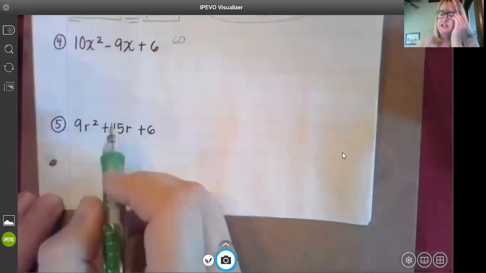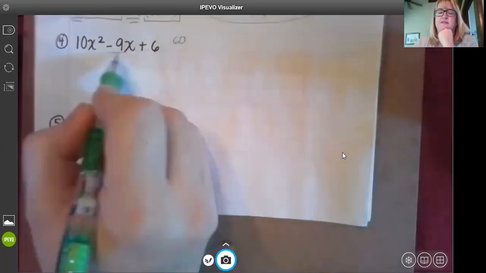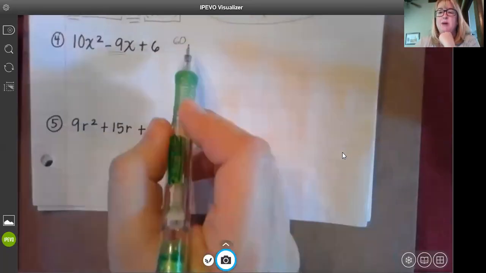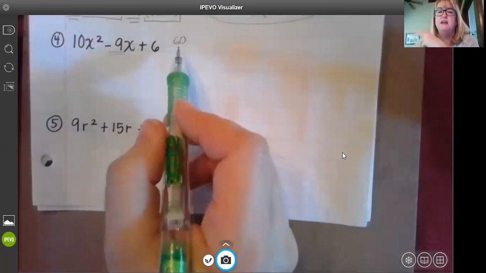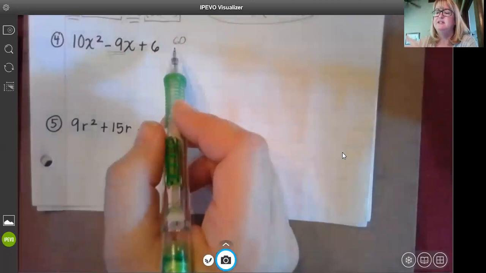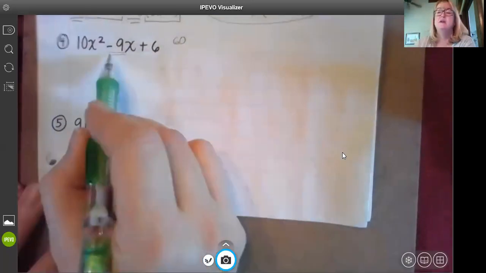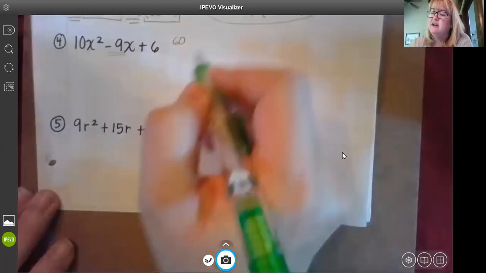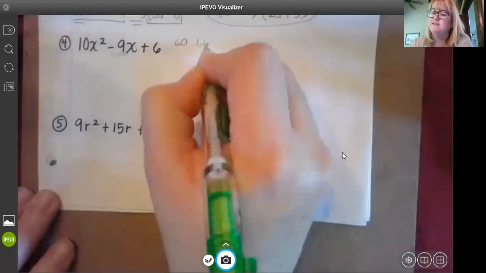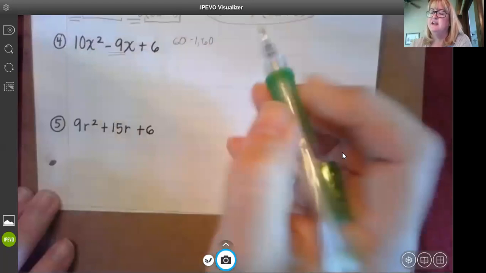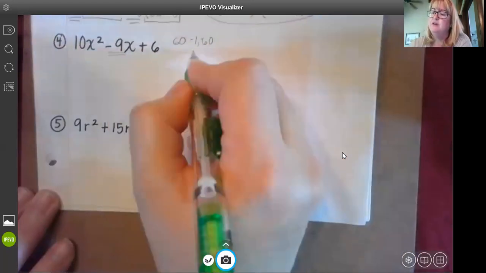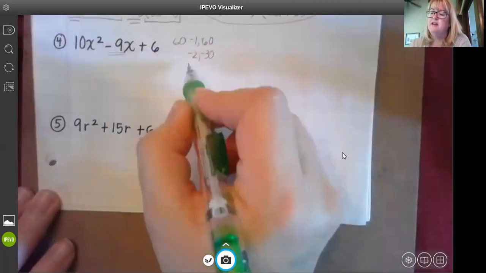Okay, here's an interesting thing. B is negative. Since 60 is positive, I can have 2 negative factors multiply together to get 60. So that tells me that both have to be negative because B is negative. All right, -1 and -60, that's not going to give me -9. -2 and -30, will that give me -9? Nope.